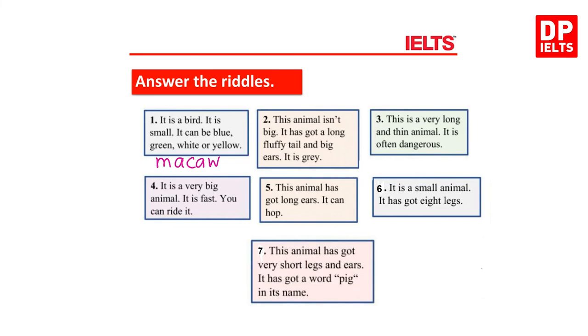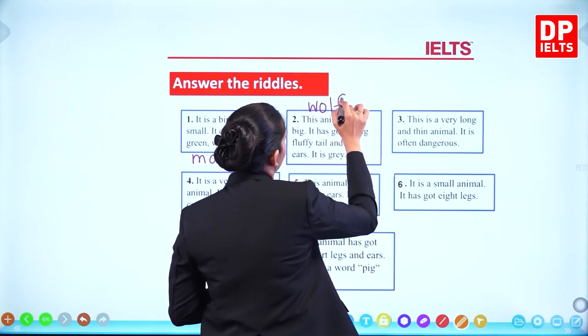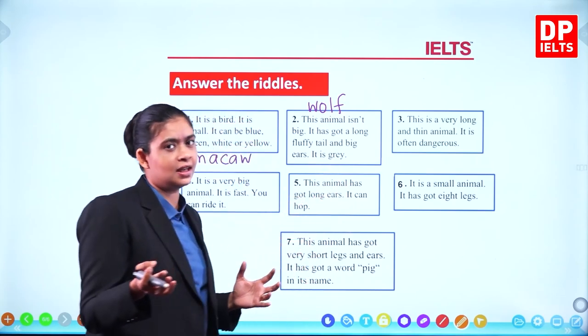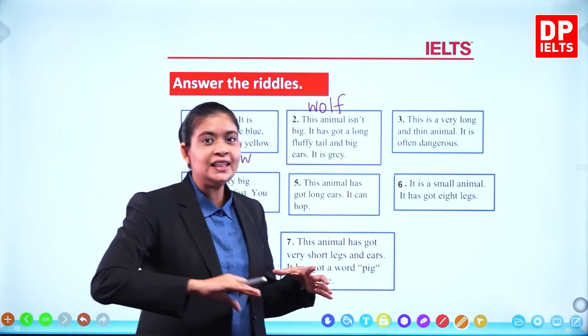We don't have the wolf. Okay, now wolf might not necessarily be grey in colour. There are some wolves that are grey. This is a very long, thin animal.